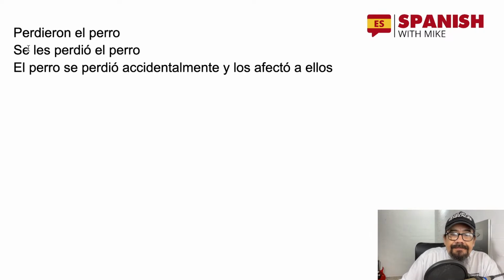Perdieron el perro. Ellos perdieron el perro. Or ellas. They lost the dog. But it wasn't their fault. So, se les perdió el perro. Se always comes first. It's they, ellos. So the indirect object pronoun for they would be les. It's one object, el perro, singular. So we use the conjugation of perder in the third person singular. Se les perdió el perro. And that means that it was an accident. They are affected by that. They didn't mean that. El perro se perdió accidentalmente y los afectó.